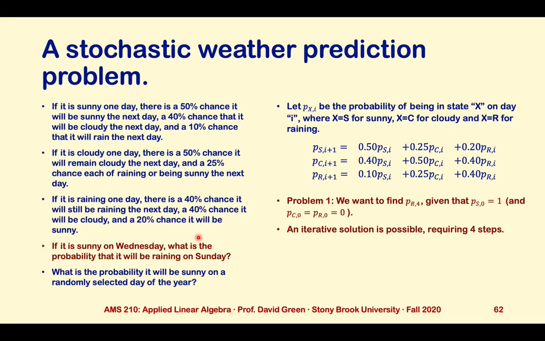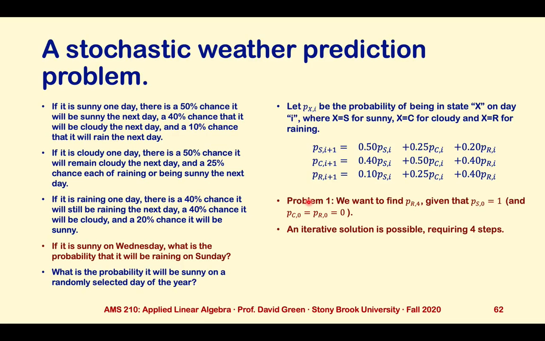All right, we have our model. How do we work with this model? We have two different problems we've posed. Let's think about each of them individually. The first: if it is sunny on Wednesday, what is the probability that it will be raining on Sunday?